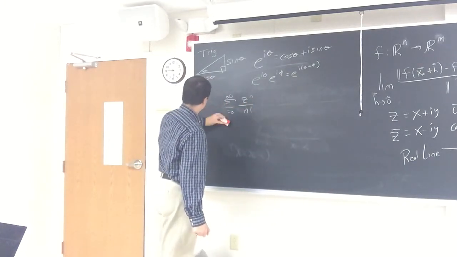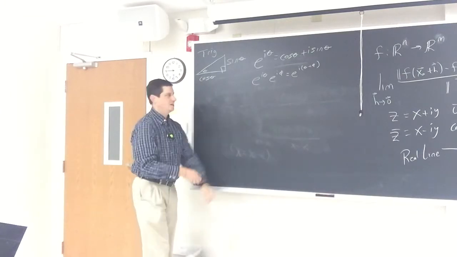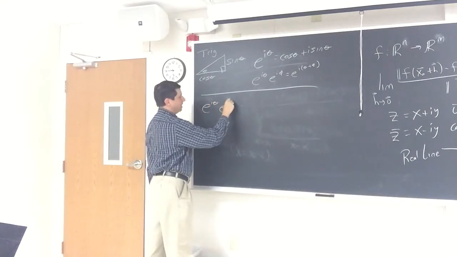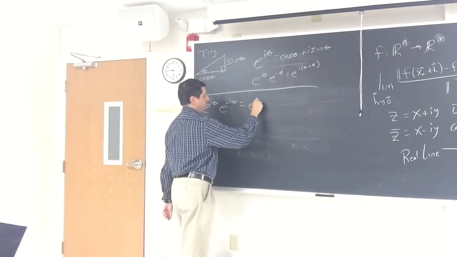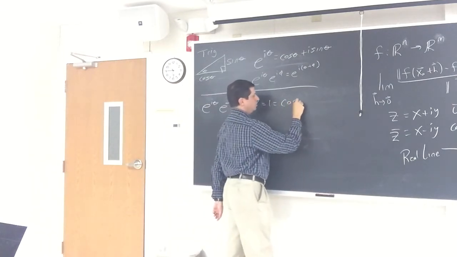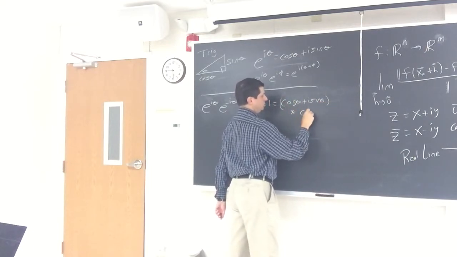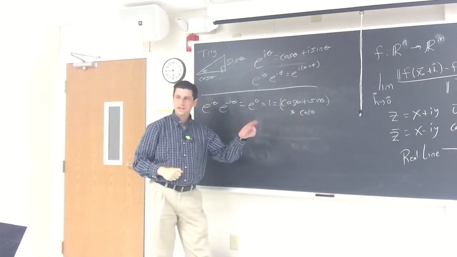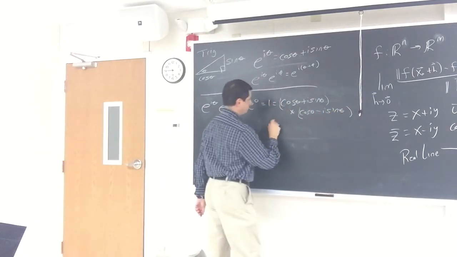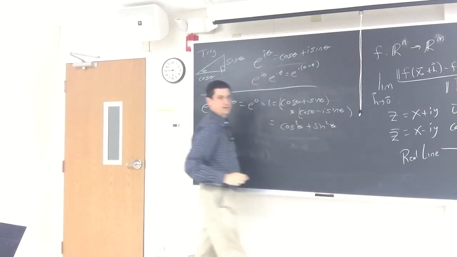Okay. We ready? All right. 3, 2, 1, go. e to the i theta, e to the minus i theta is e to the 0, which is 1. And you have cosine theta plus i sine theta times cosine theta plus i sine of negative theta, which will be minus i sine theta. When you expand things out, you get cosine squared theta plus sine squared theta, which is Pythagoras.